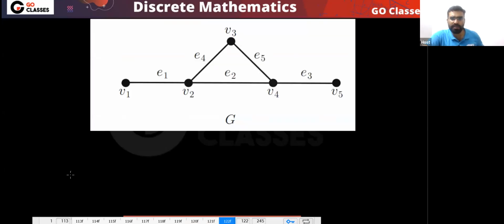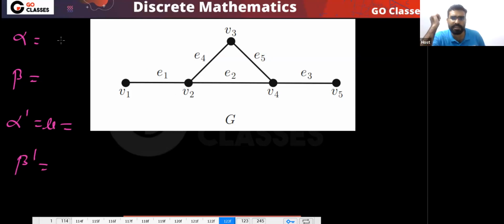And for this graph, just quickly tell me, what will be alpha, what will be beta, what will be alpha dash? Alpha dash means mu. And what will be beta dash? All these things you quickly tell me for this graph. First, what is alpha? Alpha means independent set. What is the largest independent set you can create? This is the independence number, stability number. Stability number means size of largest independent set.